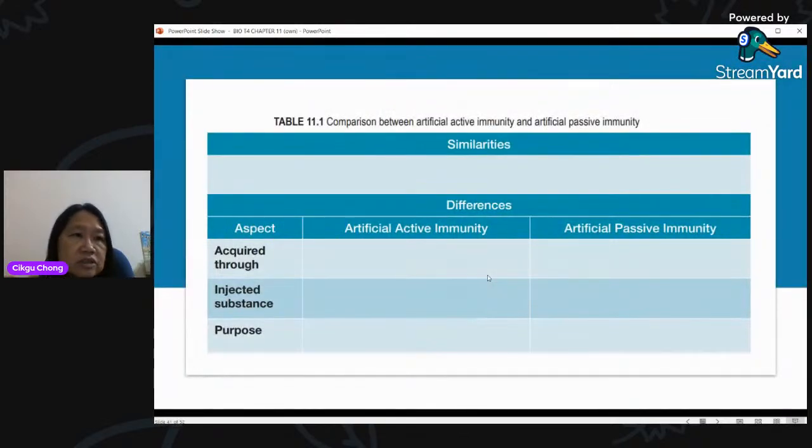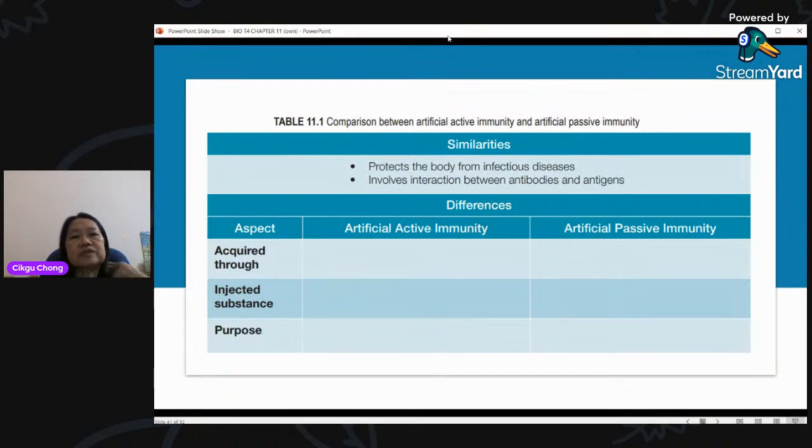Okay, next. Now another question that they can ask you in this chapter is comparing the two types of immunities. It could be active, it could be passive, it could be artificial, it could be natural. But here I'm comparing the artificial active immunity, meaning vaccination, giving vaccine, and artificial passive immunity, that means giving anti-serum. So what are the similarities and differences? Remember to write similarities as well. So it's always compare and contrast, including similarities also, not just the differences. Okay, so similarities: protects the body from infectious diseases. Both are able to give you protection, and both involve interaction between antibodies and antigen. Okay, so these are the similarities.